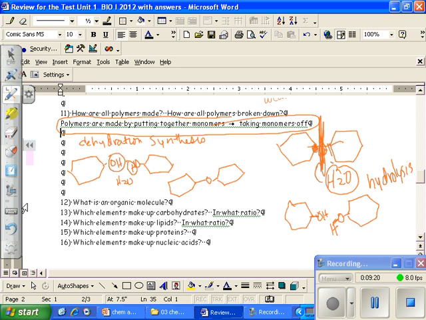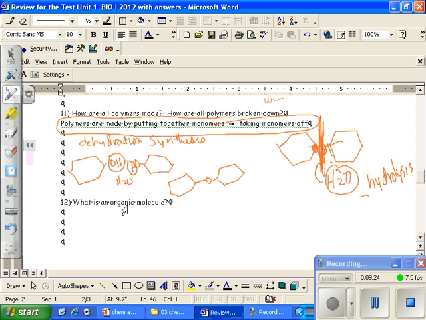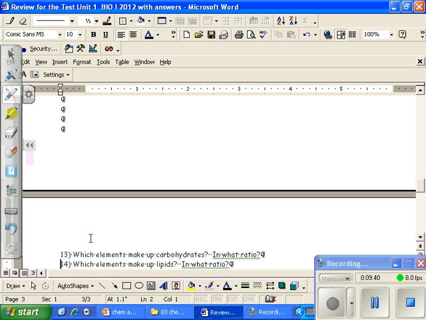What's an organic molecule? That's anything that has at least 2 carbons. 2 or more carbons. And so the organic molecules we studied were carbs, lipids, proteins, and nucleic acids. And I think this is a good place for us to break.